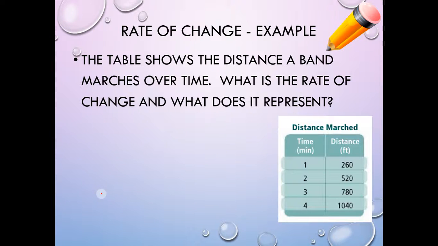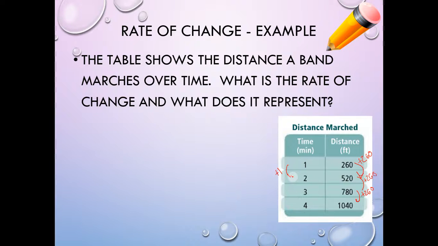So let's look at an example like this. The table shows the distance a band marches over time. What is the rate of change and what does it represent? So I'm going to find the change in my y's over the change in my x. The change of y here looks like I'm adding 260. Each time I do that, I'm going to add 260. Looks like I'm adding another 260.